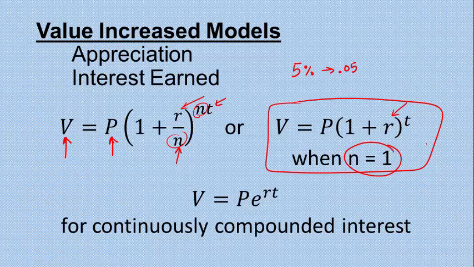So this is a shorter form of the same formula. It's just that n equals 1. So if something happens annually, you can use this formula. So you can add that to your notes there if you want.